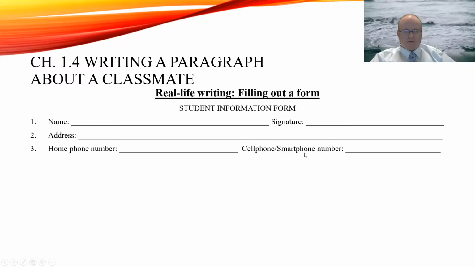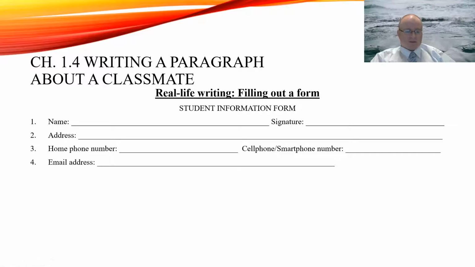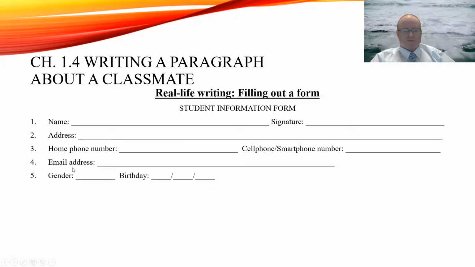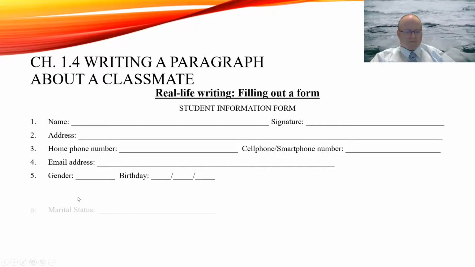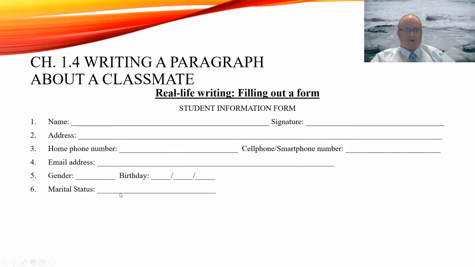Home phone number, cell phone or smartphone number, email address. If you have 2 or 3 email addresses, you might write both of them, or all 3 of them, or more. Gender, if you're male or female, you can write your birthday. Usually in American English, we start with the month, day, and year. Marital status, that's if you're single, or married, divorced.